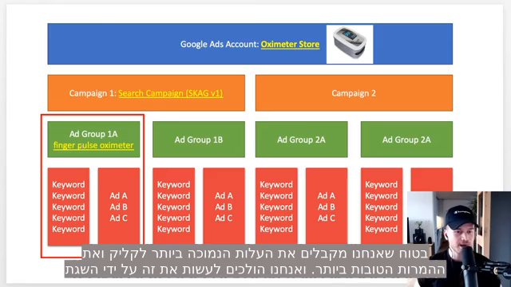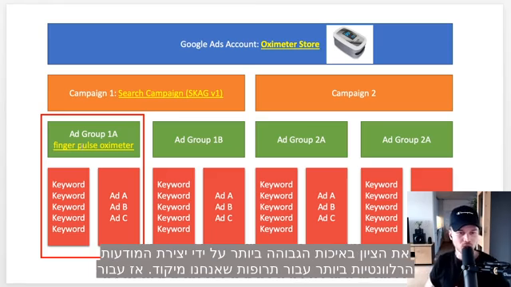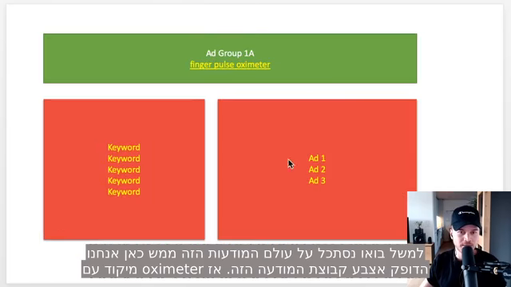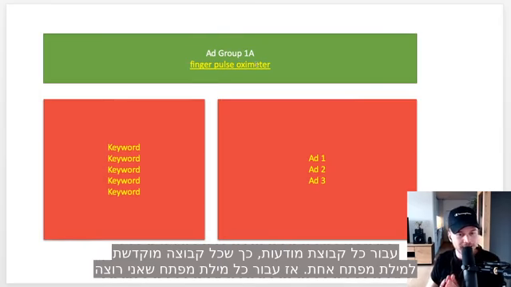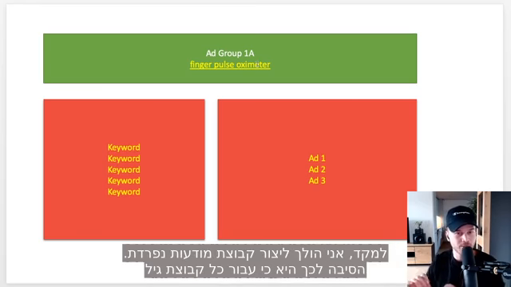And we're going to do that by achieving the highest quality score and by creating the most relevant ads for the keywords that we are targeting. So for example, let's look at this ad group right here. We are targeting with this ad group finger pulse oximeter. Each ad group is dedicated to one keyword. So for each keyword that I want to target, I'm going to create a separate ad group.